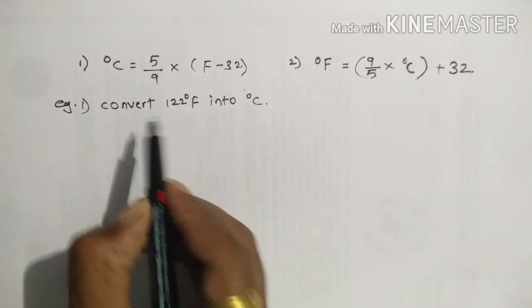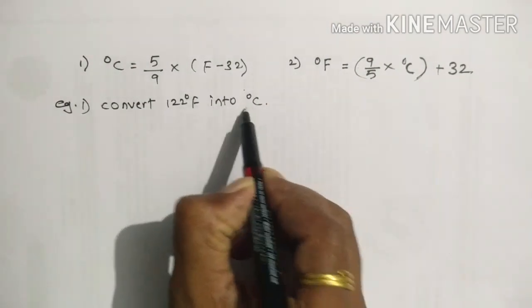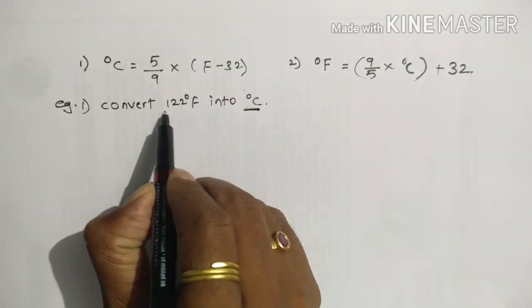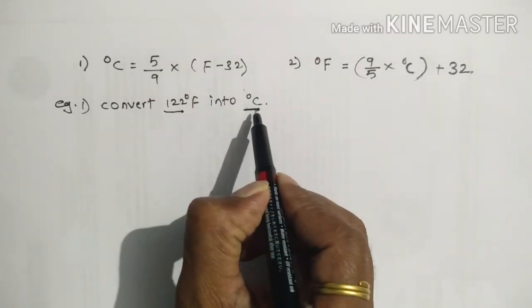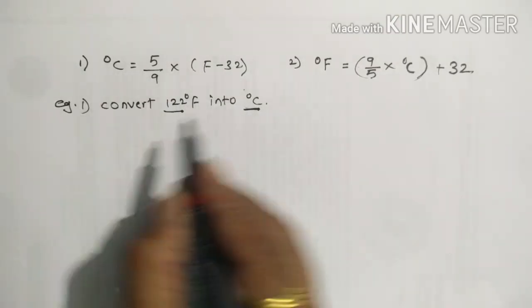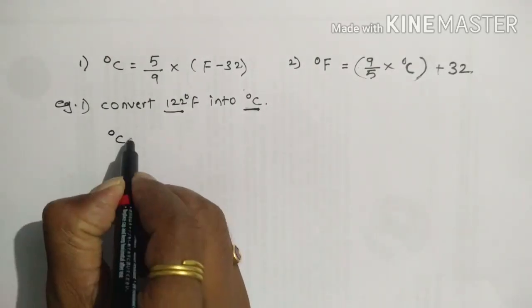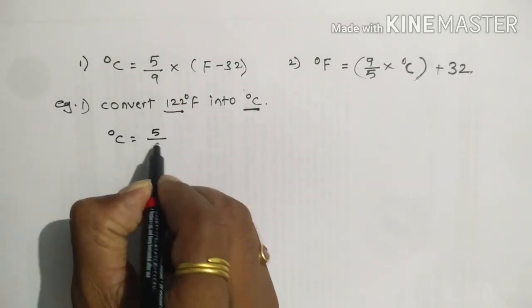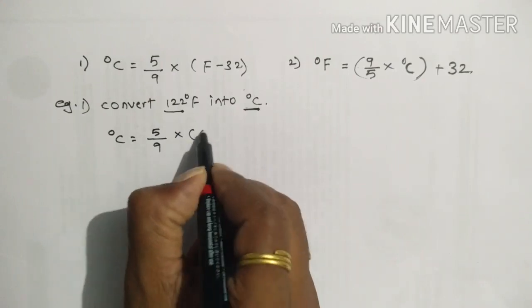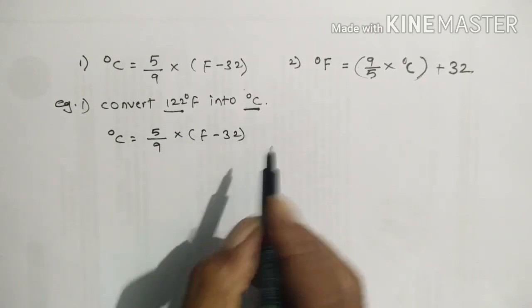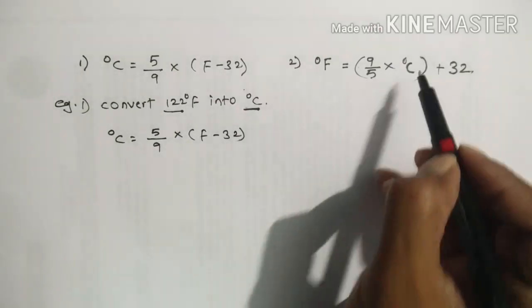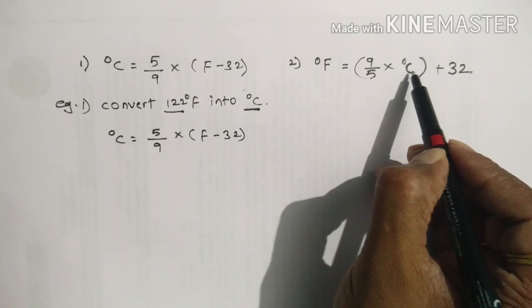So let us solve according to the question. We are going to convert 122 degree Fahrenheit into degree Celsius. So we have to write the degree Celsius formula. Degree Celsius is equal to 5/9 multiplied by (F minus 32). F is nothing but Fahrenheit, like here C is nothing but Celsius.